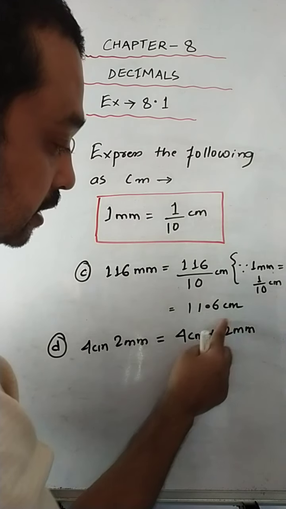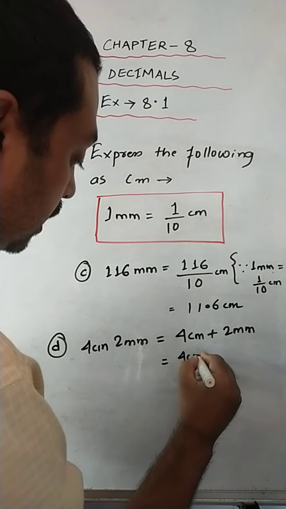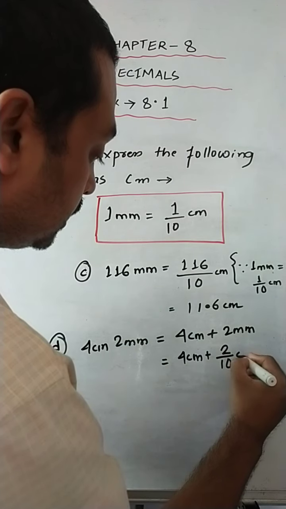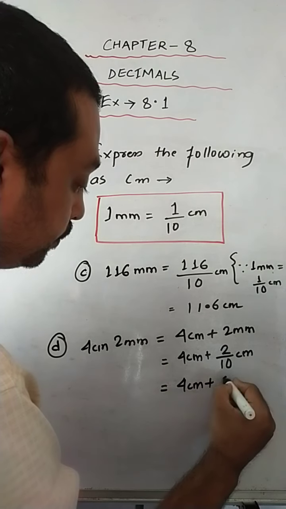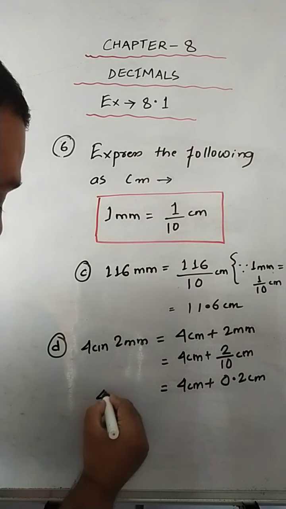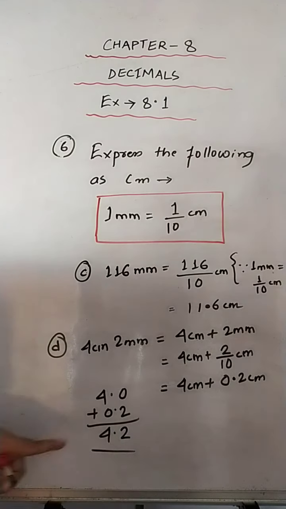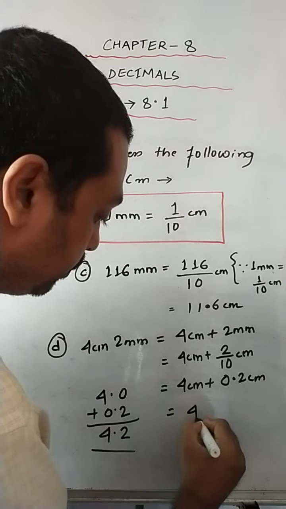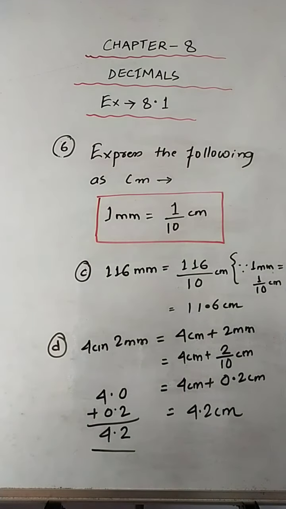Now, if I have to change this to centimeter form, what do I have to do? I have to divide it by 10. Absolutely, student. That is 2 upon 10 centimeter. Now convert this into decimal form. So it would be 4 centimeter plus 0.2 centimeter. Now you have to add 4 plus 0.2. So what will be the answer? 4.2, students. So the answer would be 4.2 centimeter. Okay, students. Now the rest of the two sums, that is E and F, I believe everyone can do on your own. So try.